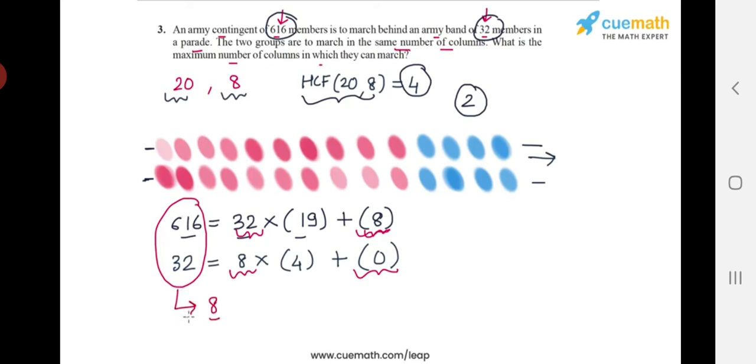So the army contingent and the band should march in 8 columns, and that will arrange them in the same number of columns, and the number of columns will also be maximized. And that concludes our discussion of this problem.